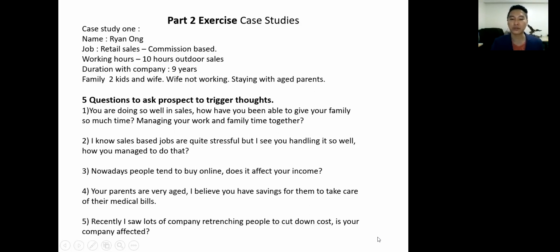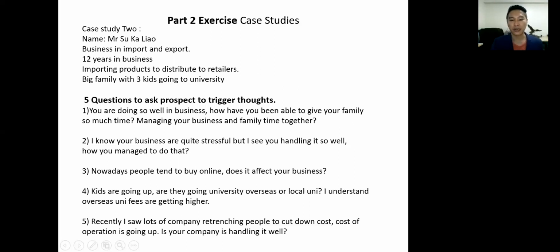Another question you can ask is, recently I saw a lot of companies retrenching people to cut down costs. Is your company affected? This is one basis that you can ask, and at the same time, it is also about knowing what the prospect is looking for.